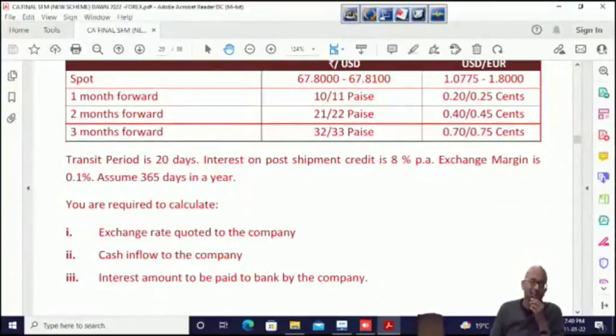It is as per FEDAI guidelines. So 60 days rounding off. The exchange margin is 0.1%. Exchange margin shall be deducted because the customer has to suffer. The customer is selling euro, so he'll be quoted the bid into bid rate less 0.1%.